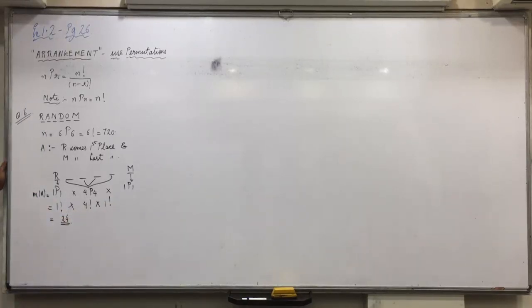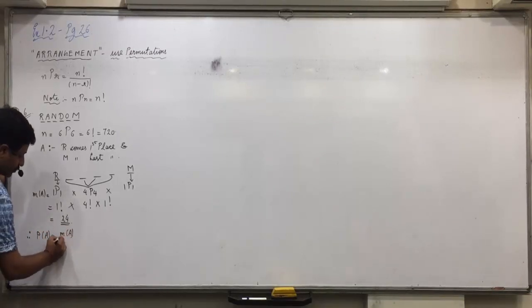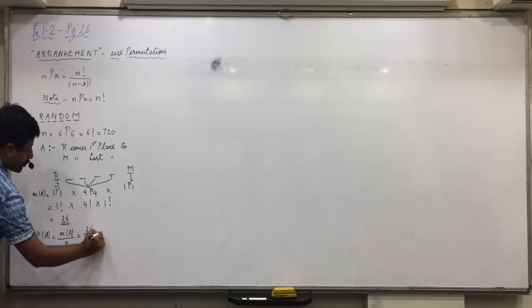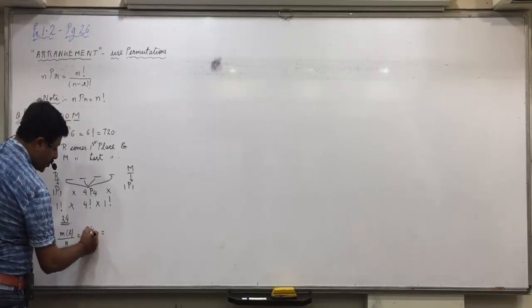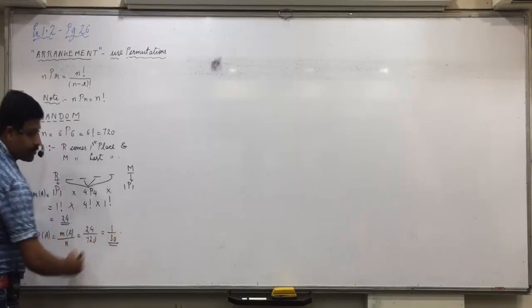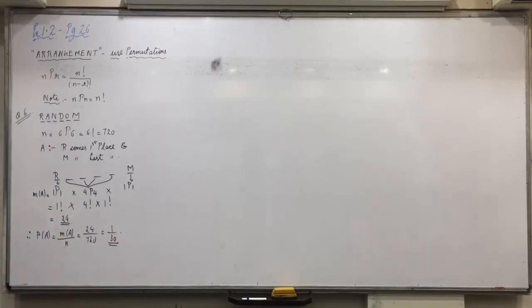Did everyone understand this? We had done this last year in statistics. Shall I proceed further? Now we just have to apply the formula of probability. Therefore P(A) is equal to m(A) upon n, 24 upon 720. 24 into 3 is 72, so 1 by 30. Is everyone clear with this?